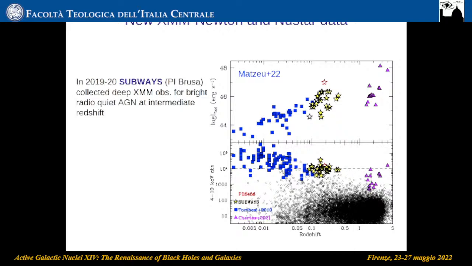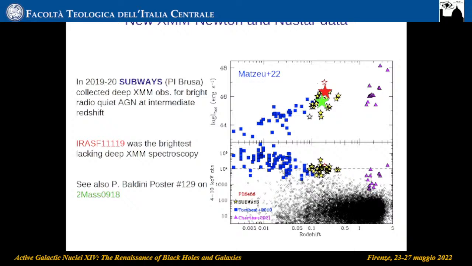So back in 2019, when we were collecting the sample for the SUBWAYS large project that Gabriele presented yesterday, we realized that IRAS F11119 was the brightest source in this range of redshift and luminosity that didn't have a deep XMM observation for high-quality spectroscopy.